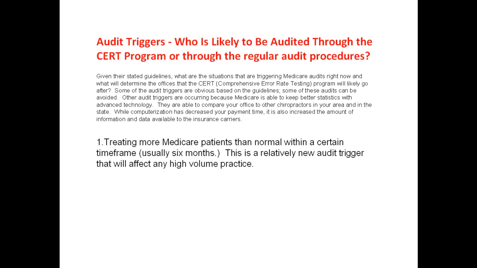The first one on the list is treating more Medicare patients in a period of time, usually 6 months, than what is considered normal. If it is normal for a chiropractor to treat 25 Medicare patients in 6 months, and your office has treated 67, you may have the unfortunate experience of falling above the statistical norm based on the area of the country where you practice or the number of Medicare patients that are attracted to your office. Because we live in the computer age, Medicare can create all kinds of statistical averages and target offices that fall outside the statistical norm.